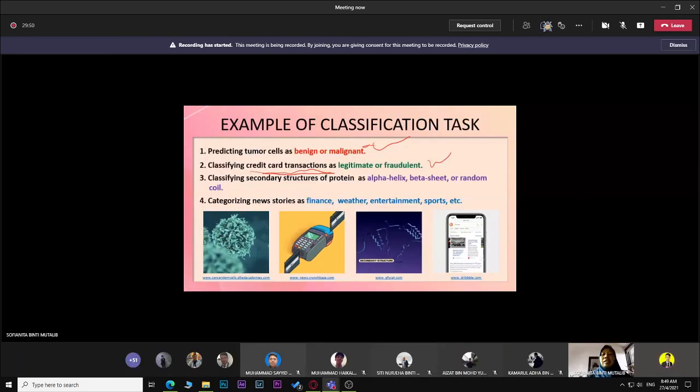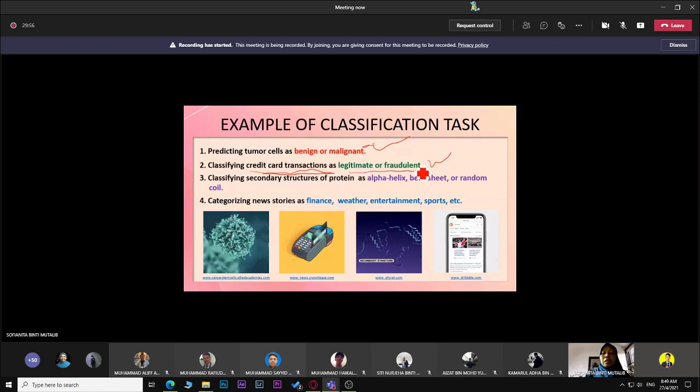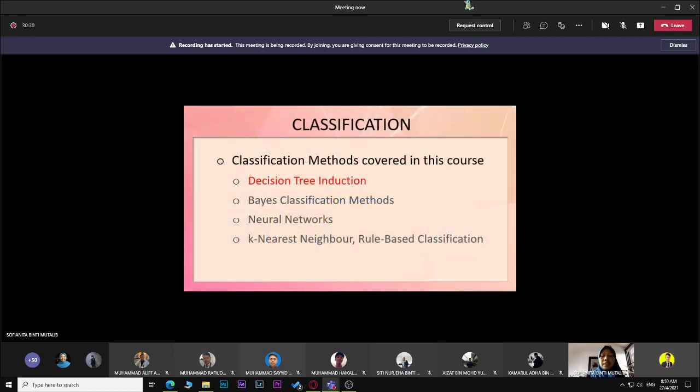So from this, if we have lots of data, we can form some kind of categorization knowledge for legitimate or fraudulent transactions. Okay, the rest are also some other examples. If you look at categorizing news stories, this would be very interesting, because nowadays such tasks will be very useful, because we have lots of digital documents.